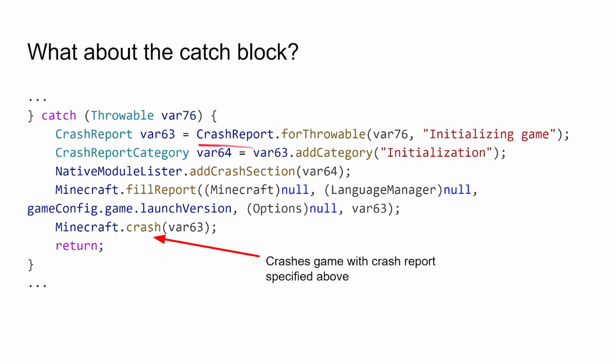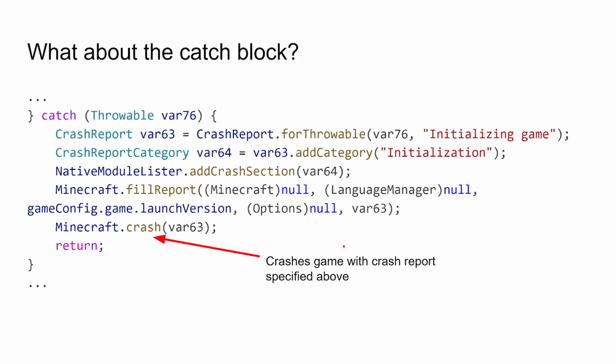First, it will create a crash report. So it will say something's wrong, and then it will add that crash report to the actual section here, and then it will crash with that crash report. So it'll take this var63, which is this crash report up here, and then it will crash with that. And then remember, we're in the main function, so it'll return, which means it'll just end the program. So that's what happens if you crash when you begin loading the game, or not even loading the world, just the actual Mojang screen.